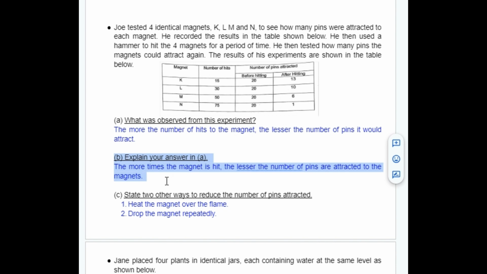B. Explain your answer in A. The more times the magnet is hit, the lesser the number of pins are attracted to the magnets. C. State 2 other ways to reduce the number of pins attracted. Heat the magnet over the flame. Drop the magnet repeatedly.